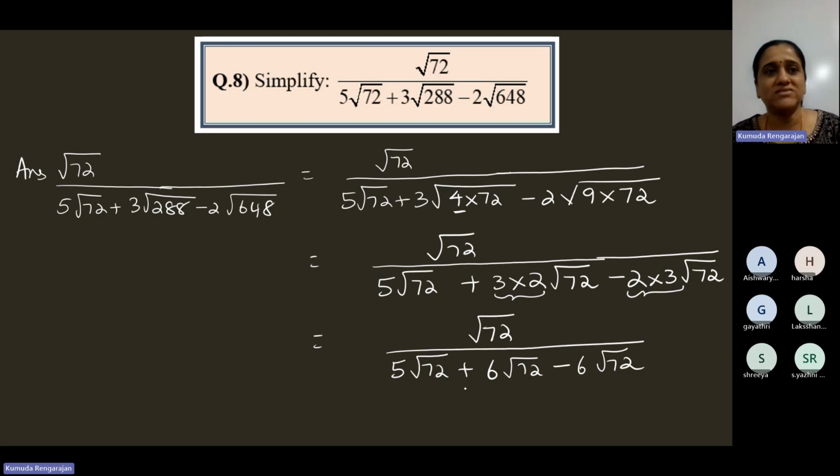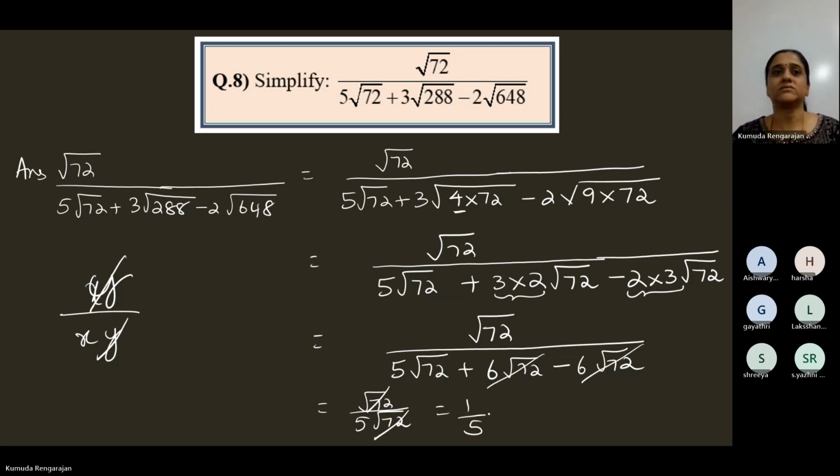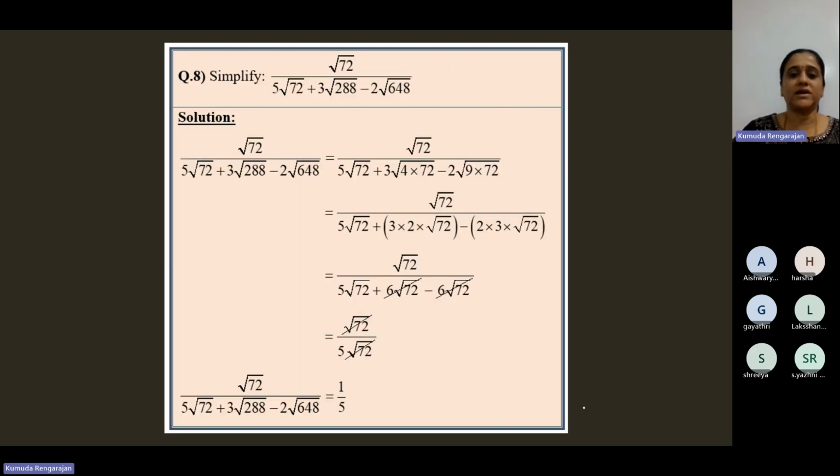Now these are the same terms, no? Plus 6 square root of 72 minus 6 square root of 72. So they get cancelled. So you're left with what? 72. So now you can cancel. It's like x by, or you can say y by xy. So you can cancel y and y. Square root of 72 divided by 5 into square root of 72. So you can cancel square root of 72, the numerator and denominator. So the answer is 1 by 5. All right? Very good. Please write down, children.